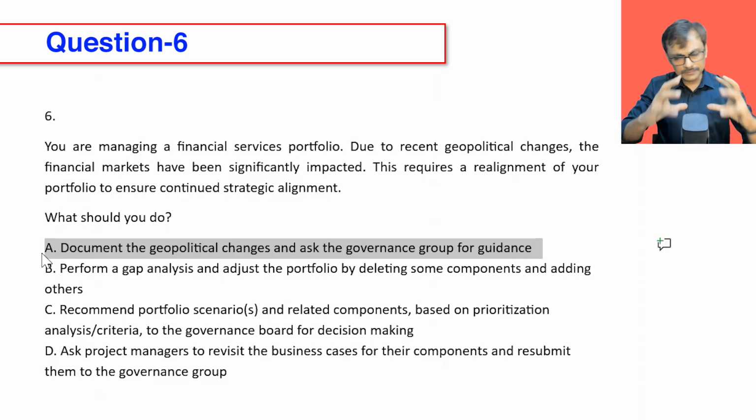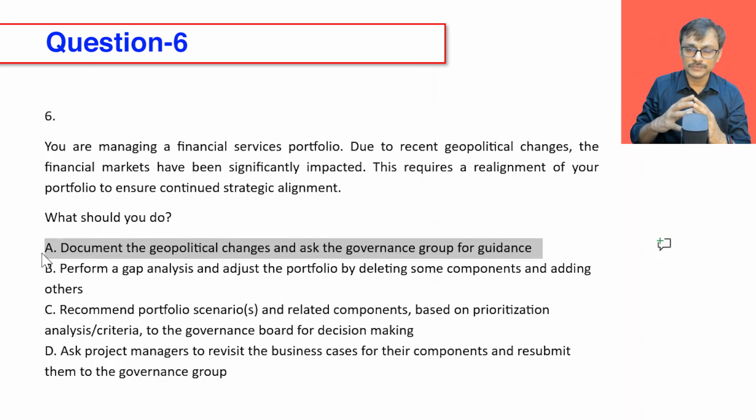Now, some part of the authority might lie with me also, if the question clearly indicates that you are also an authority to approve something. But in general, I believe that there is a governance group. I am not saying, guys, I will just tell you what is happening so that you can decide what we should do. That is not the case here.